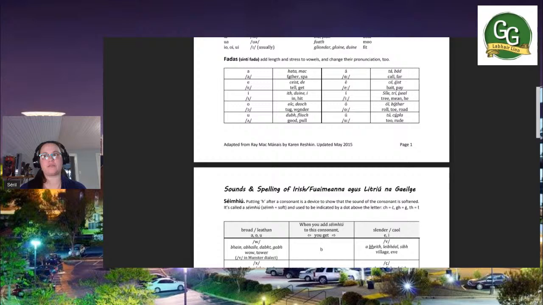So fadas are very important. You may be able to go ahead and look up the one where you have kaka and káká. That one's very important. One means excrement, and the other means cake. So very big difference there. So fadas are important.